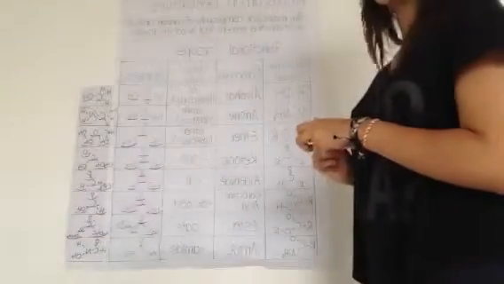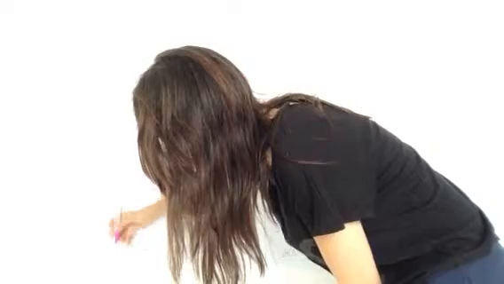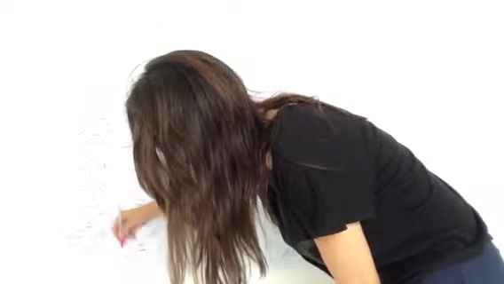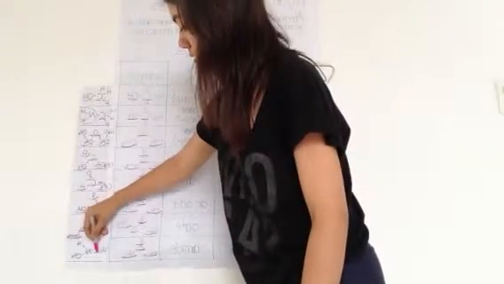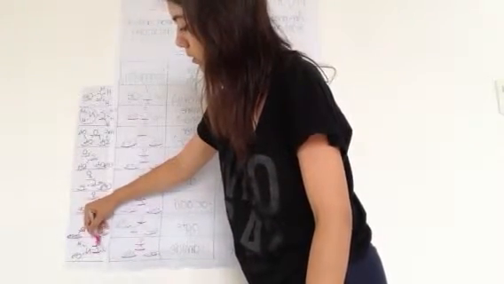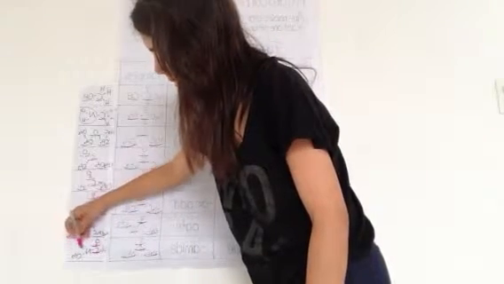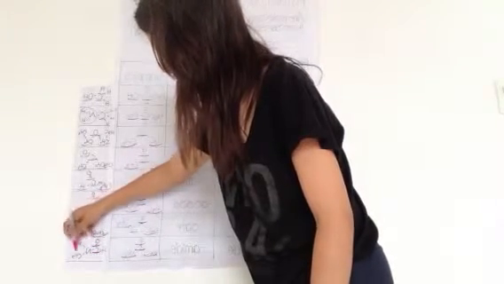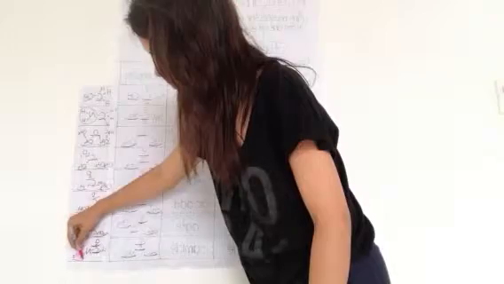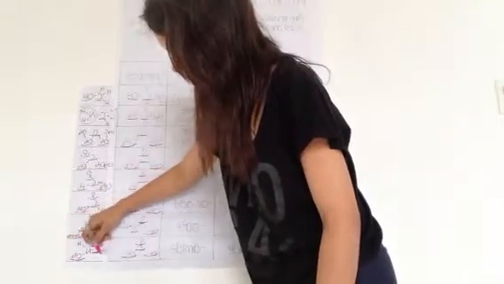Then the last one is the amide. It's the C in the middle, then double bonded to oxygen, NH2, and another chain. Here we have the same: the carbon, the double oxygen, the NH2, here are the two hydrogens, and another chain.